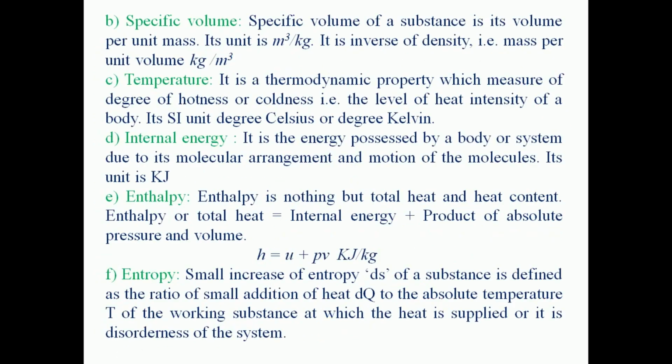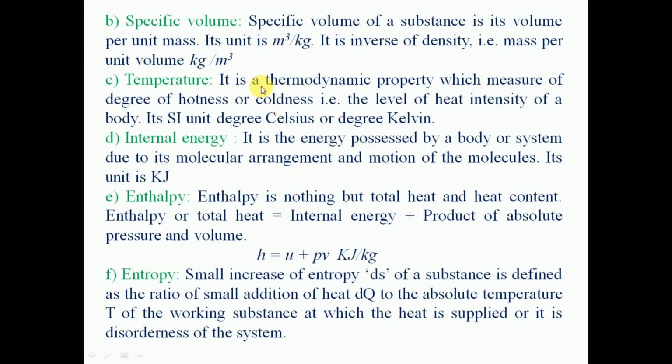The next property is specific volume. The specific volume of a substance is its volume per unit mass, or the volume occupied by unit mass of a substance. Its unit is meter cube per kg. It is the inverse of density, that is mass per unit volume. Therefore, volume per mass is the specific volume.